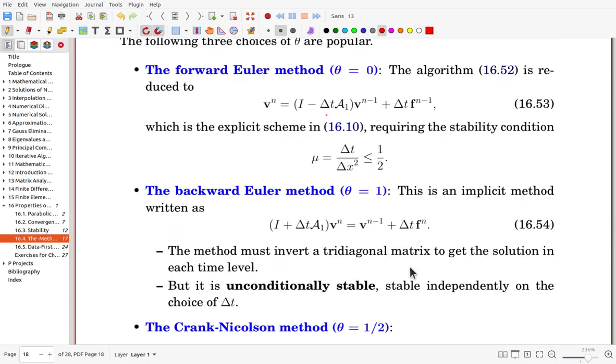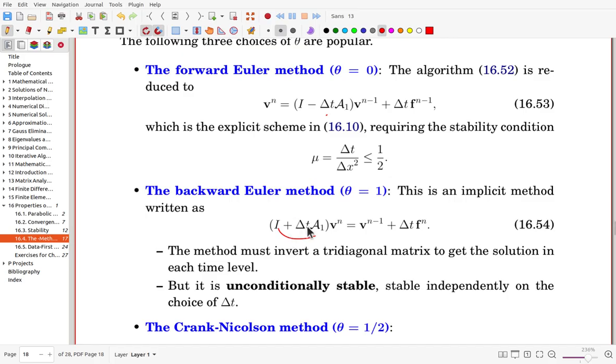Now, once you have this formula, then this is, in practice, a matrix. You will have to invert this matrix. Since that represents the approximation of u sub xx, and by using the second order scheme, A1 will be a tridiagonal matrix. So you have to invert this one, but because it's a tridiagonal matrix, it's not so expensive. You can do it quite easily.